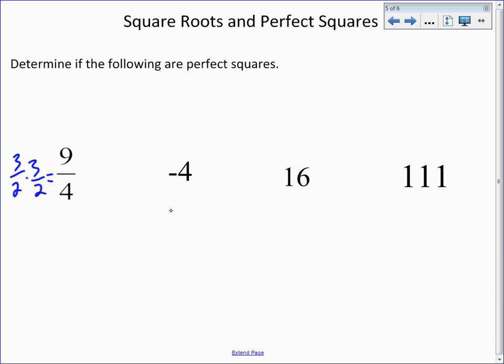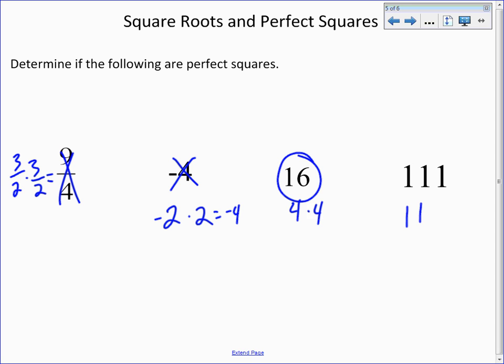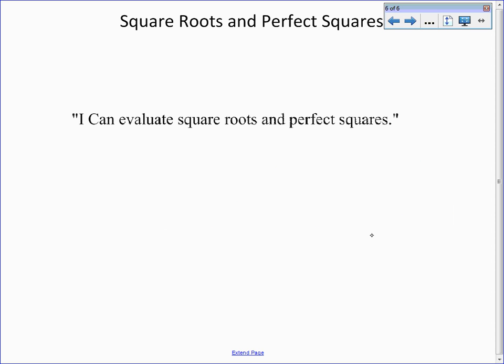-4, this one's a little tricky because you would think 2 and 2, but that would give us a +4. So if we make one of them negative, that does give us -4. However, because -2 and +2 are not the same, it's not a perfect square either. At 16, we have 4 and 4. They're the same number, so that is a perfect square. And 111, the only ones that I know of would be 11 and 10, and that will not give us it, but since they're not the same number, it's not a perfect square. So 16 is the only one.